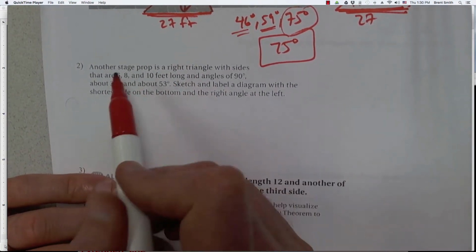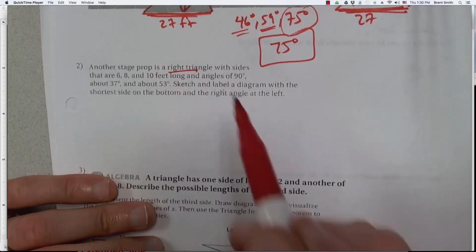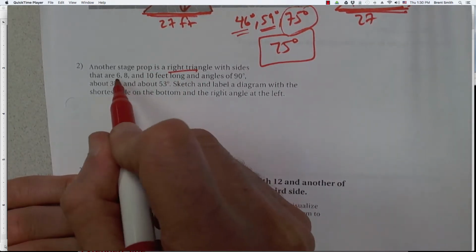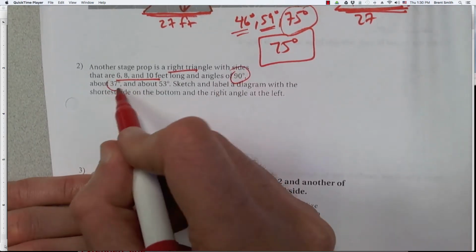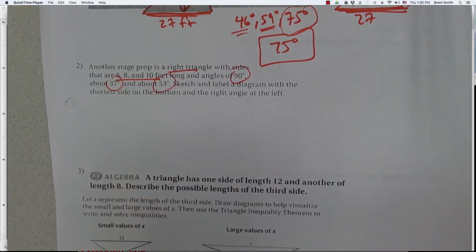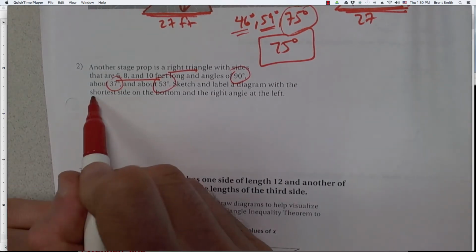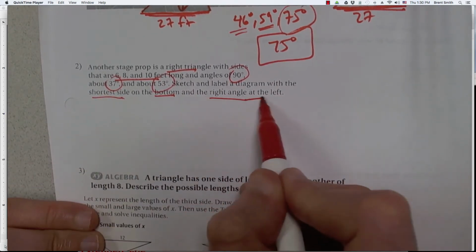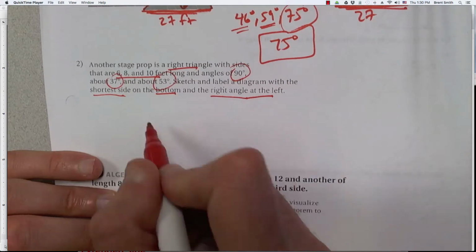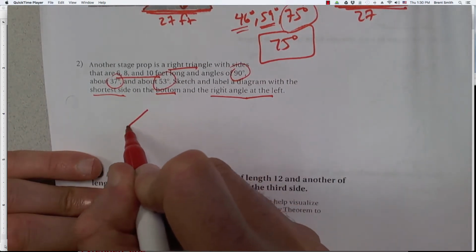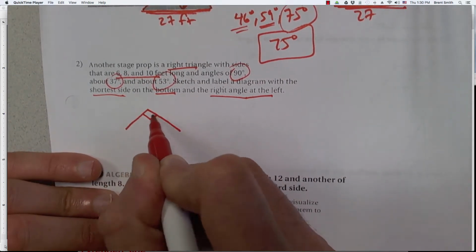All right, so we have a different stage prop with a right triangle, so we have 90 degrees. The sides are 6, 8, and 10 feet long. The angles are 90, 37, and 53 degrees. So we have to sketch and label a diagram with the shortest side on the bottom, the right angle at the left. For these sketching problems, you can just guess and check. Normally I like to put the 90 degrees at the top, so I like to sketch like this with the box here.